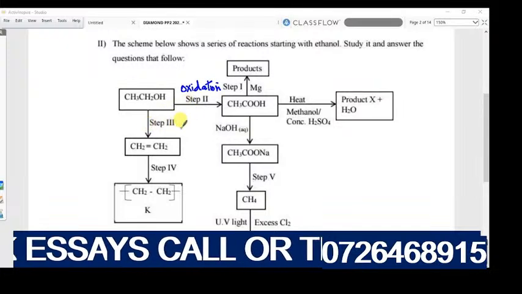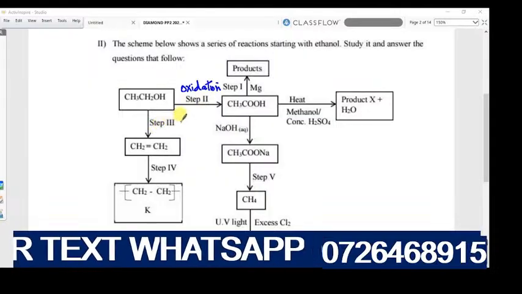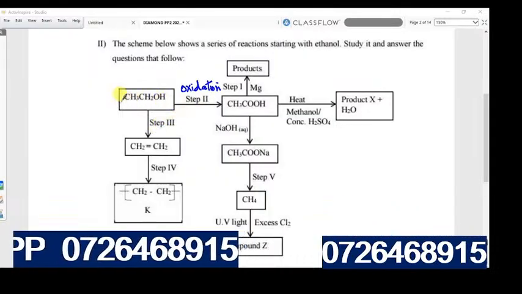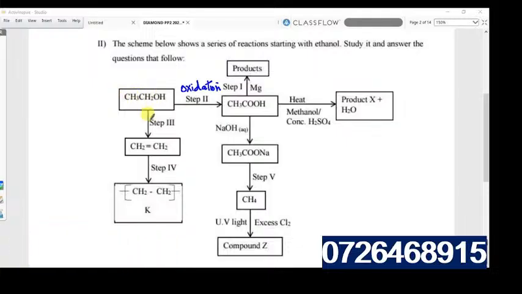Now let's go to step 3 here. Ethanol is undergoing a certain step, forming ethene. This is ethene. So which step is this? Step 3 is dehydration. Dehydration is the removal of water. The conditions necessary for the dehydration to occur is concentrated sulfuric acid.